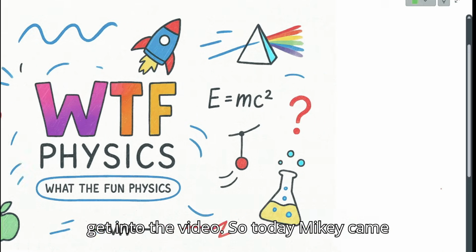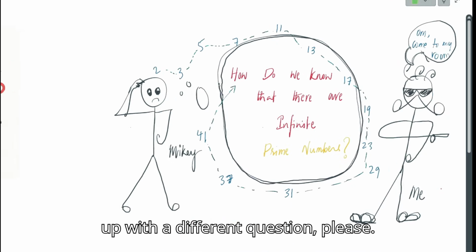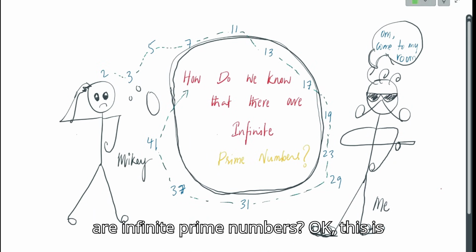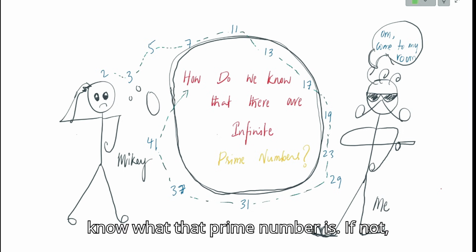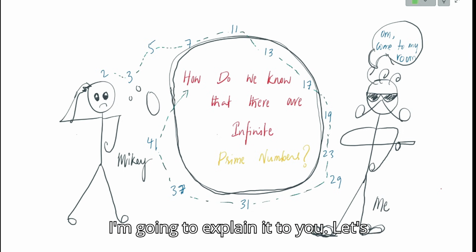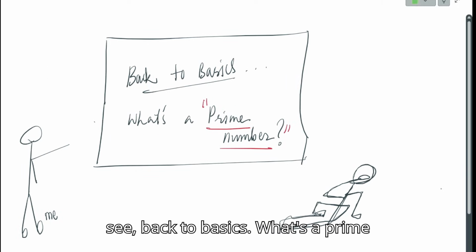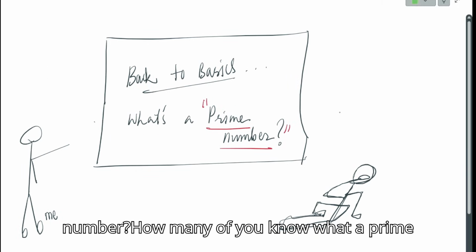So today Mikey came up with a different question. His question is, how do we know that there are infinite prime numbers? Okay, this is an interesting question. So I hope you know what a prime number is. If not, I'm going to explain it to you. Let's see. Back to basics. What's a prime number? How many of you know what a prime number is?